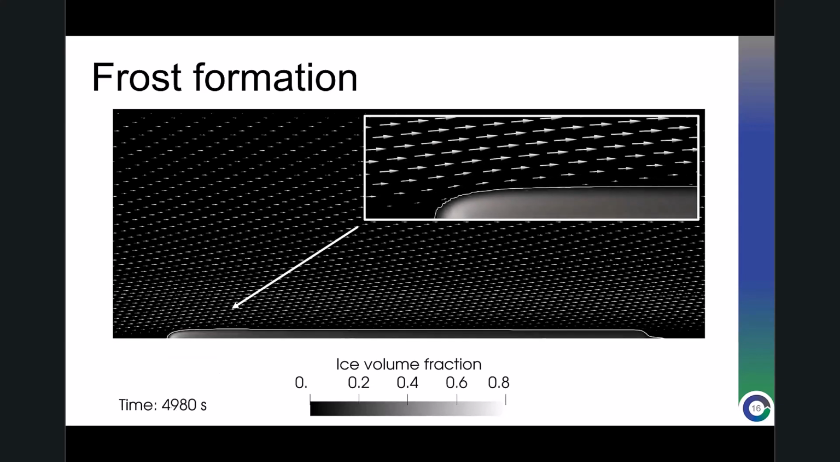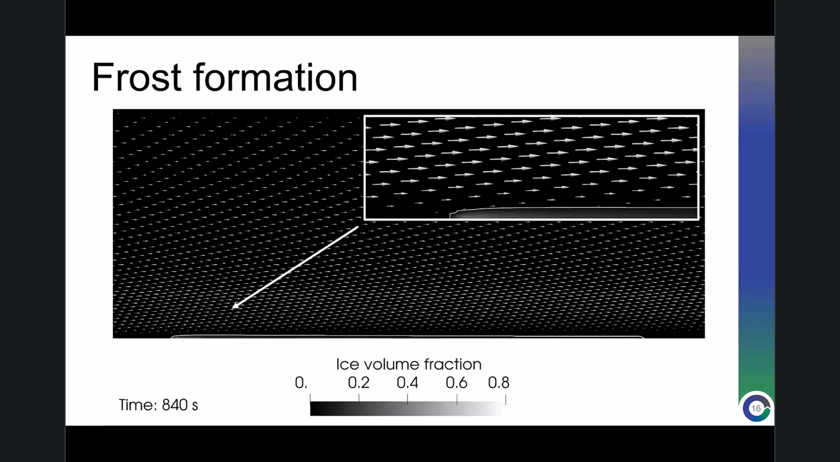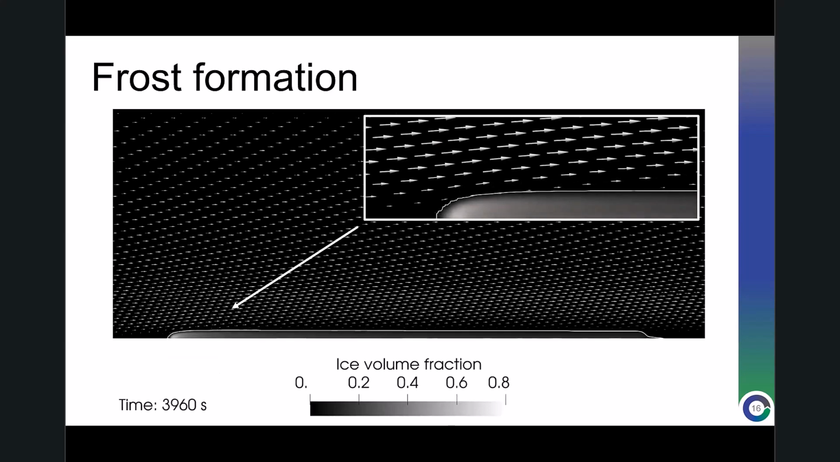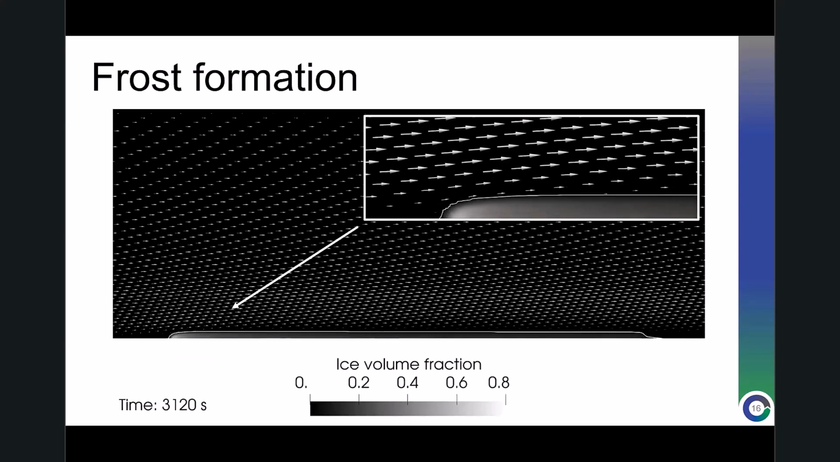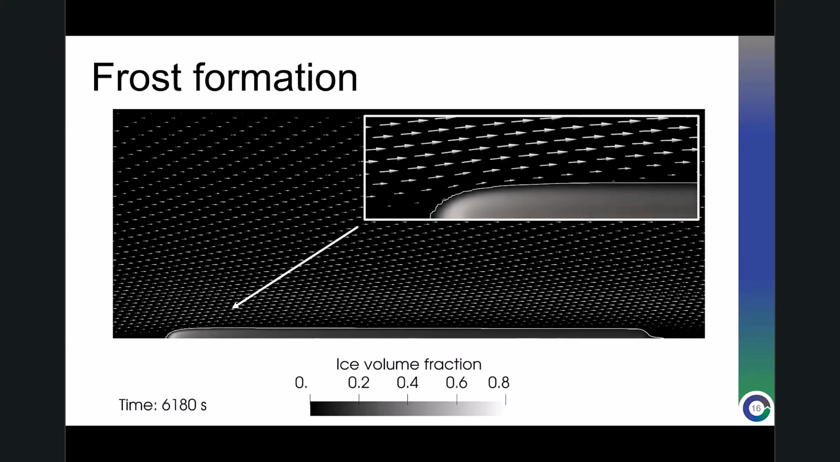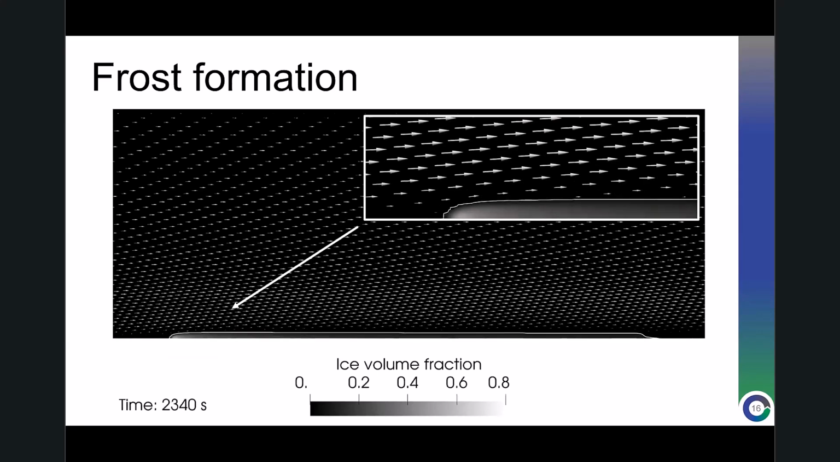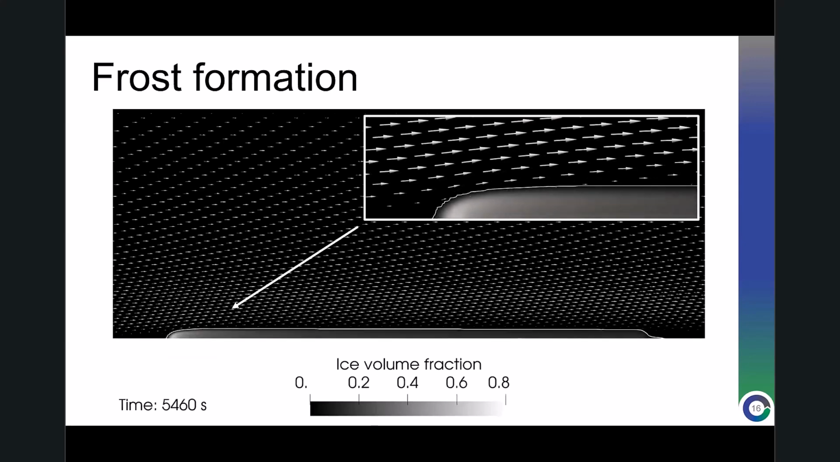Here we can see the leading edge that has a higher density, and we can see how the momentum is reduced because of the drag, so the frost growth will be mostly driven by diffusion.